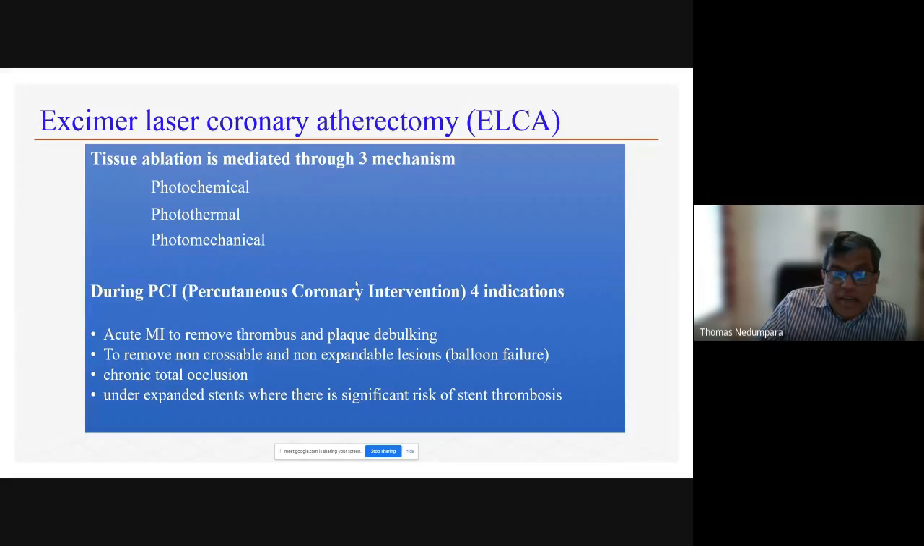And sometimes after angioplasty, a stent is put and the stent blockage occurs due to stent thrombosis. In that situation, we can use a laser to remove the underlying plaque and clear the thrombus.